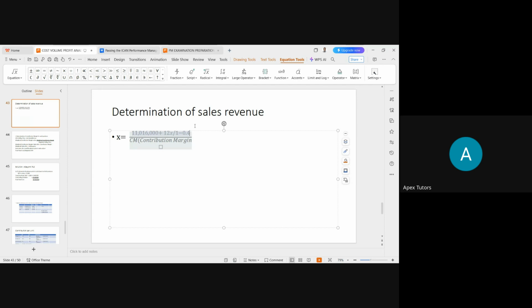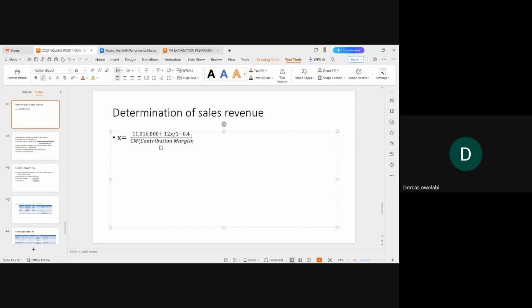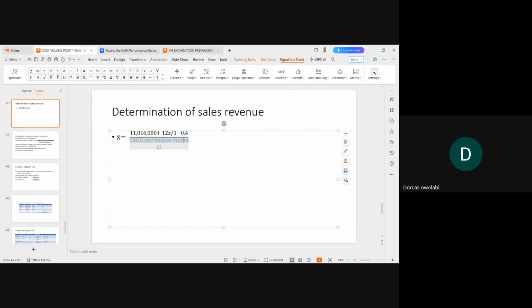So now, the contribution margin ratio we solved for is 0.54. So when you simplify all this, it will be 0.54. You must be very careful when punching your calculator, if not, you give me the wrong answer.